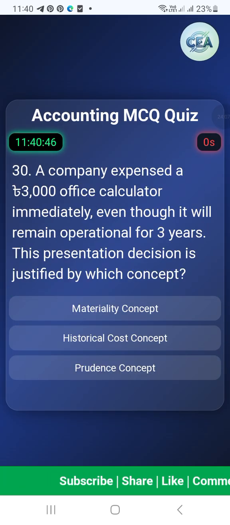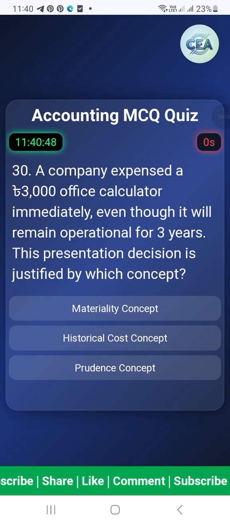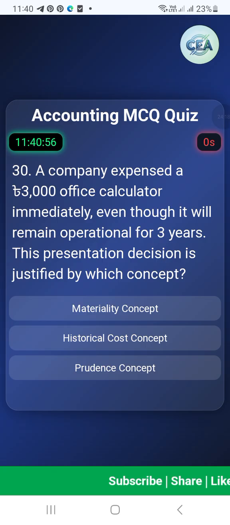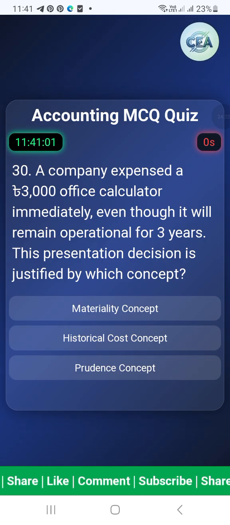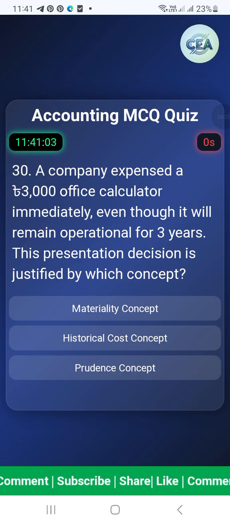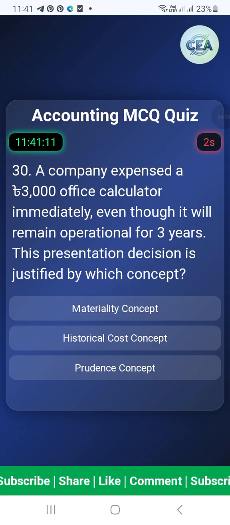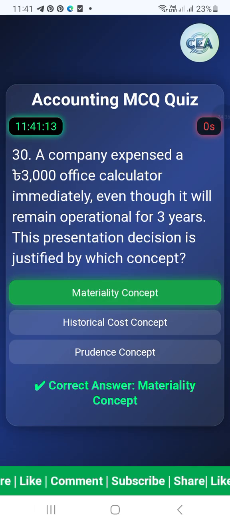30. A company expensed a 3,000 takas office calculator immediately, even though it will remain operational for 3 years. This presentation decision is justified by which concept? Option 1. Materiality concept. Option 2. Historical cost concept. Option 3. Prudence concept. Correct answer is materiality concept.